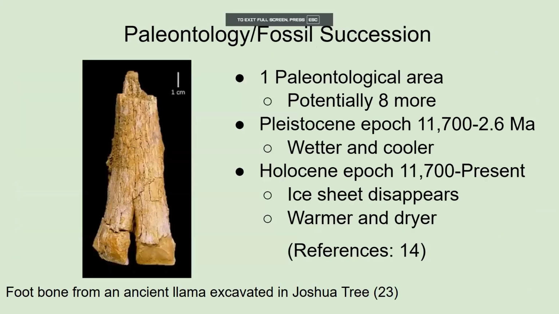The best preserved fossils in Joshua Tree come from the Pleistocene epoch, when the area was wetter and cooler, supporting a variety of different animals and plants that differ greatly from what we see today in its dry, arid desert environment. It is hypothesized that animals such as mammoths, saber-toothed cats, and llamas may have once populated the Joshua Tree region, evidenced by findings such as the excavated llama foot shown in this photo. During the Holocene epoch, the North American ice sheet began to disappear and the region developed into a warmer and drier climate.